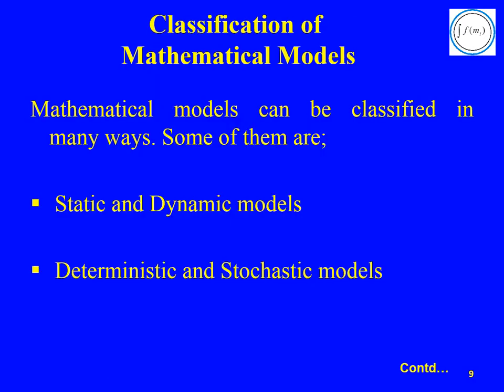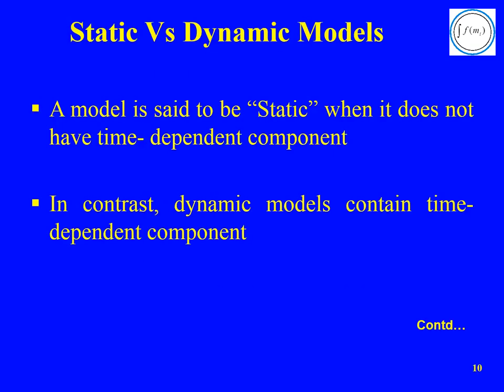Now we will see the classifications of mathematical models. Mathematical models can be classified in many ways: static and dynamic, deterministic and stochastic. Now we'll see what are static and dynamic models. A static model doesn't have any time dependent component. If there is no time dependent component, that model we define as a static model. In contrast, if a model has a time dependent component, we can say that model is a dynamic model.